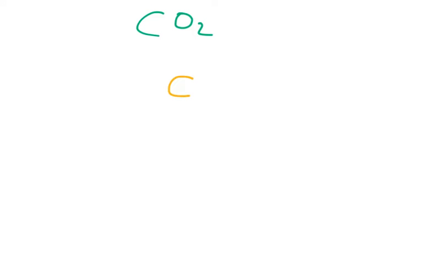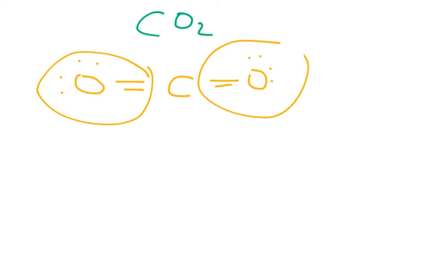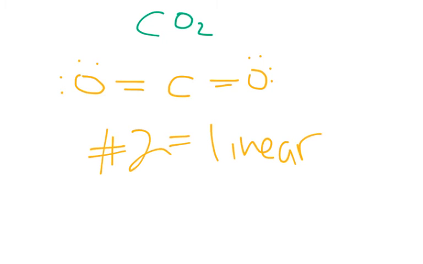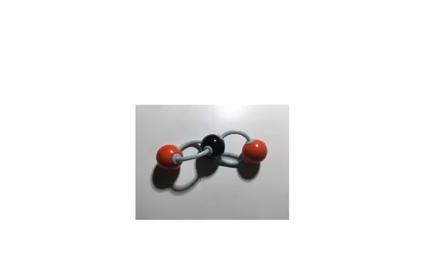So we're going to draw a C in the middle, attach it to two O's, and these two O's will have two lone pairs each. So what is the geometry of this? Well, since the atoms want to be as far away from each other as possible, and since it's a steric number of 2, then we know that this must be linear, and linear molecules have a 180-degree angle between the bonds. This was pretty quick and simple, and the actual geometry looks like that.